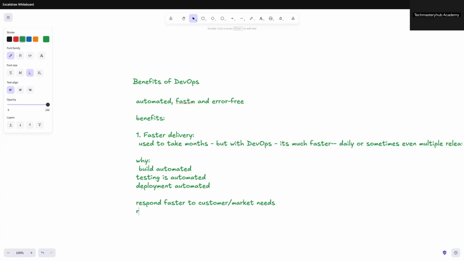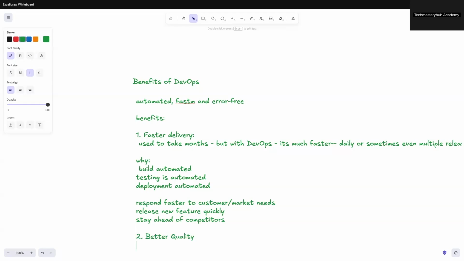Then release a new feature quickly and stay ahead of competitors. So this is the first benefit. Second benefit is better quality.